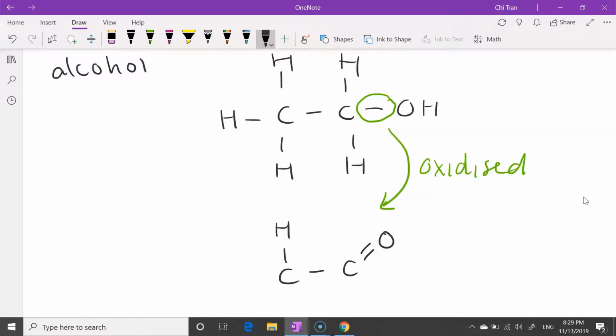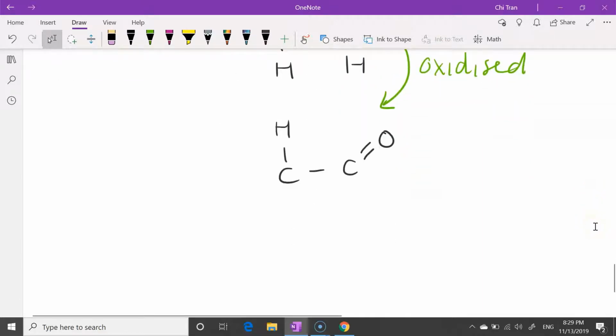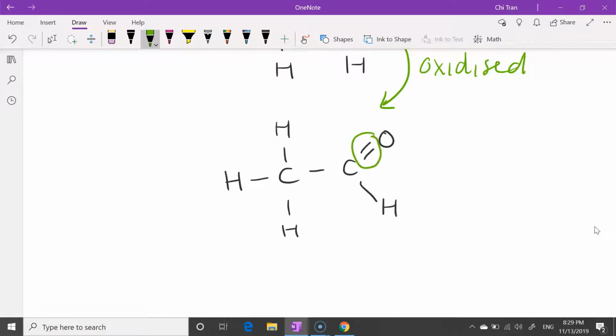So ethanol, the molecule is said to be oxidized, and the single bond between carbon to oxygen will be changed to a double bond, so carbon double bond to oxygen, and there will be a loss of hydrogen, and it will result in the product of ethanal.